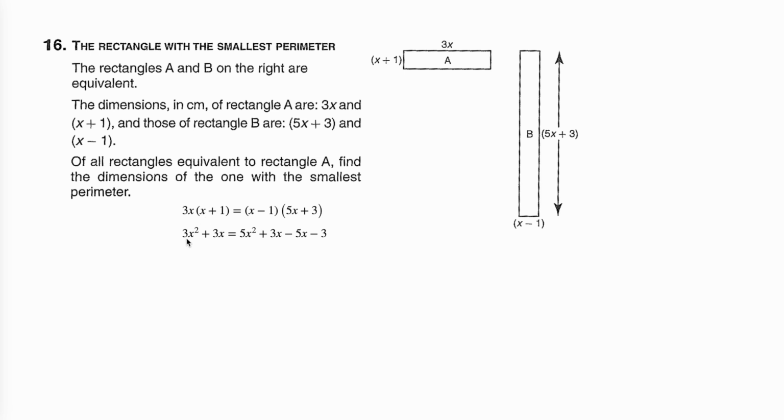3x comes in, multiplies the x, giving us 3x squared. 3x times 1 is 3x. x times 5x is 5x squared. x times 3 is 3x. Negative 1 times 5x is negative 5x. Negative 1 times 3 is negative 3.